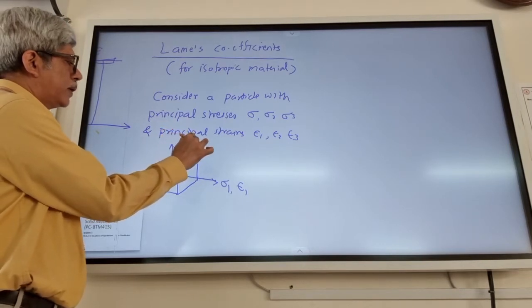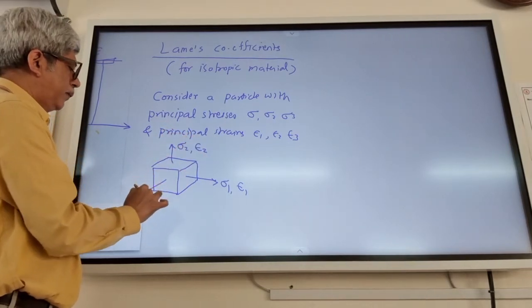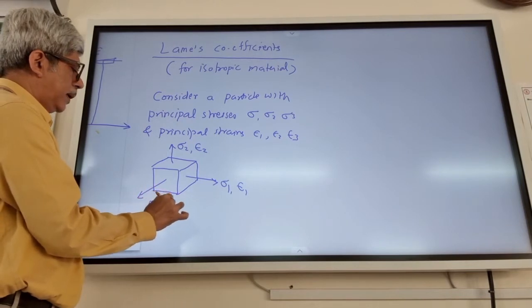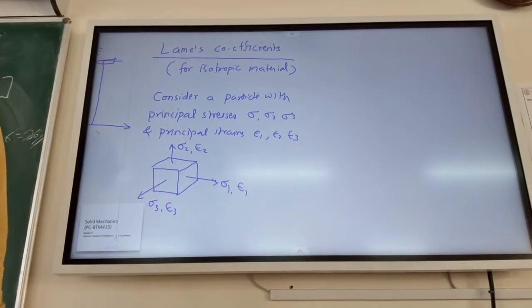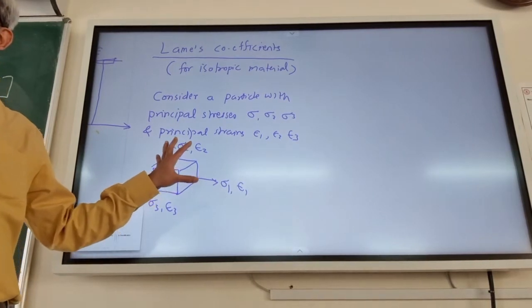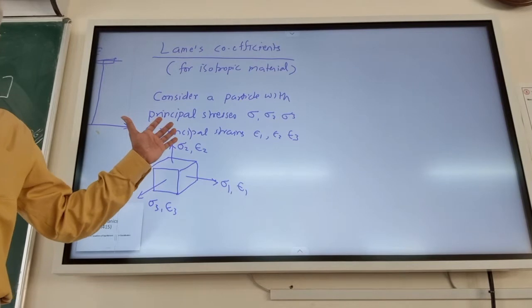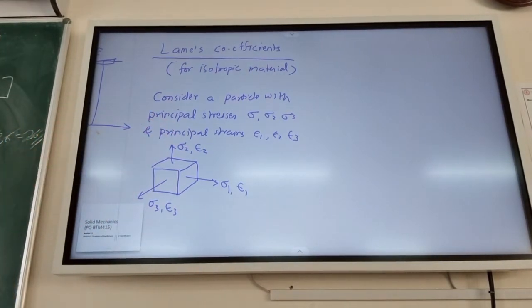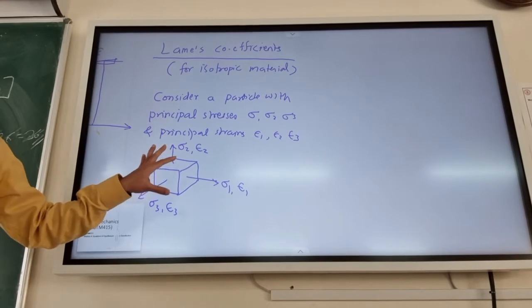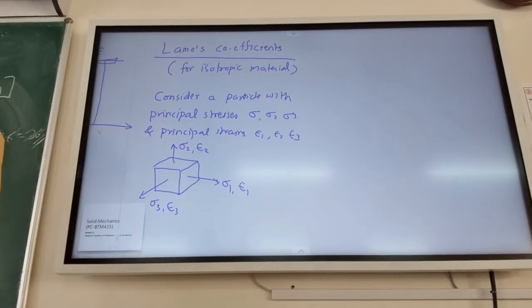So in the second plane we will have sigma 2 and epsilon 2, and in the third plane we have sigma 3 and epsilon 3. Since these are principal directions, the planes on which they are acting are the principal planes. So what will be the value of shear stresses on these planes? By definition of principal stress, the shear stress has to be 0. So there is no shear stress acting on this particular set of planes.